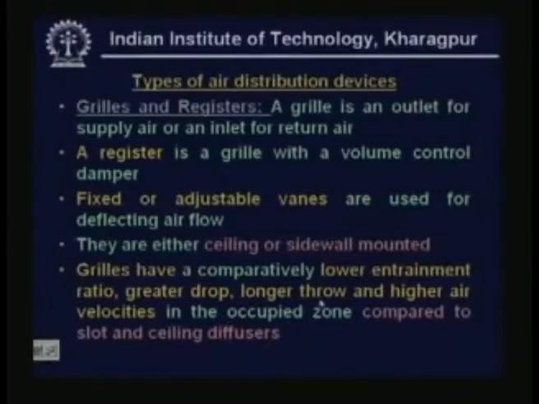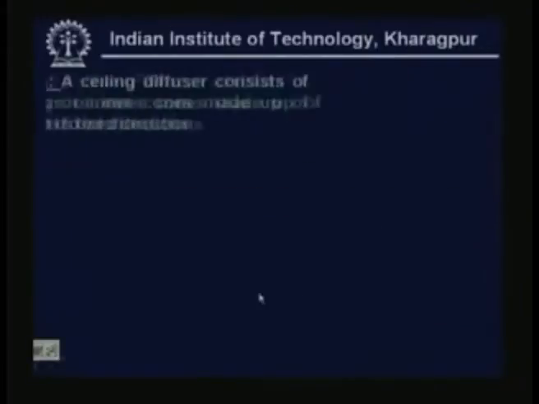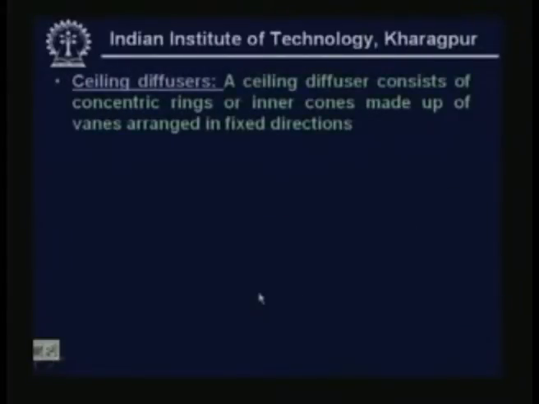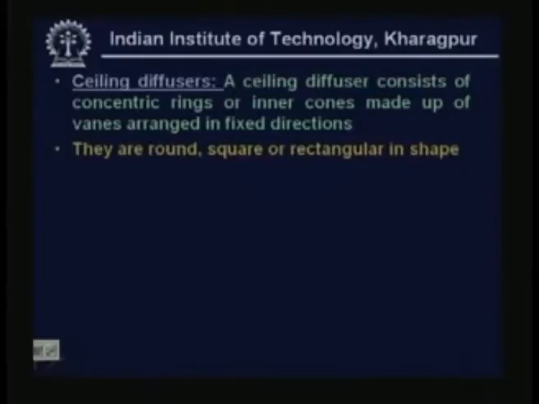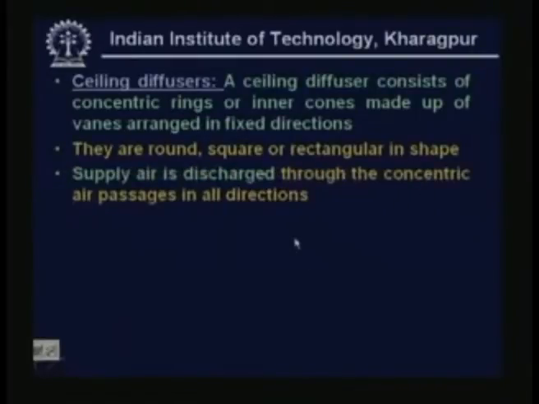So, grills and resistors are quite commonly used. Next commonly used air distribution device is what is known as a ceiling diffuser. A ceiling diffuser consists of concentric rings or inner cones made up of vanes arranged in fixed directions. They are round, square or rectangular in shape. That means you can have a round ceiling diffuser, a square ceiling diffuser or a rectangular ceiling diffuser. And supply air is discharged through the concentric air passages in all directions.